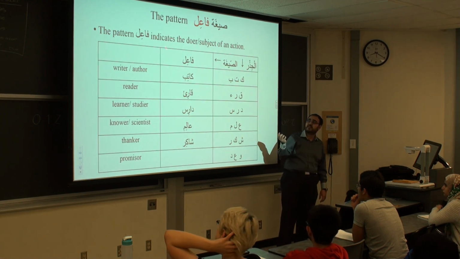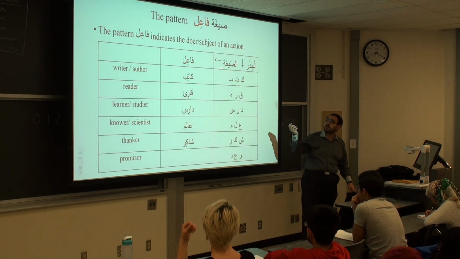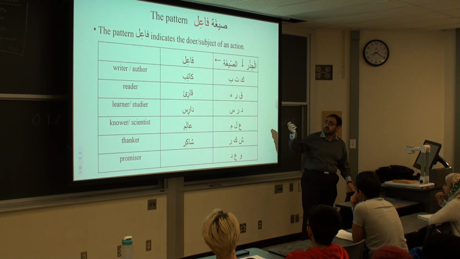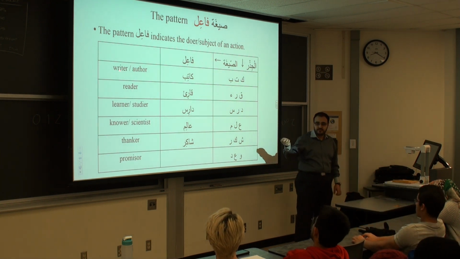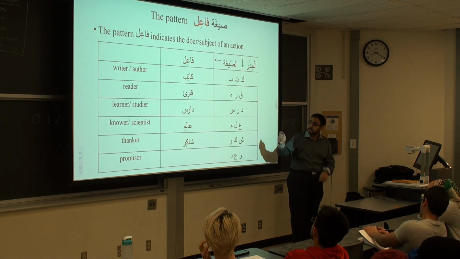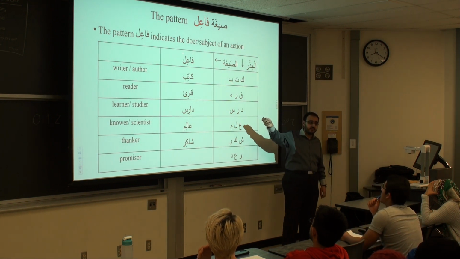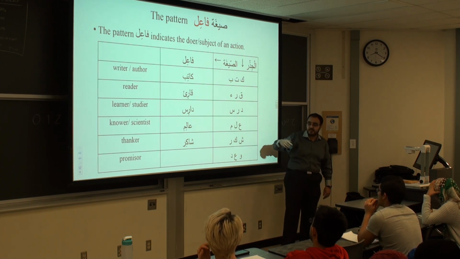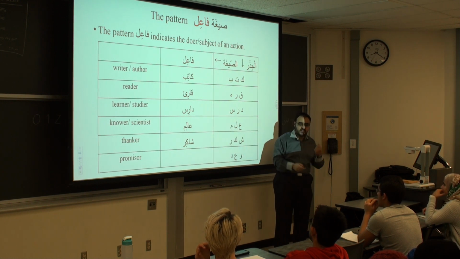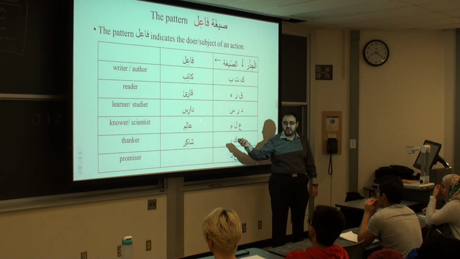Just remember, the pattern fa'il indicates the doer of the action, and the action here is writing. So by putting the action of writing into the pattern fa'il, it will indicate the doer of that action, i.e. the writer or author. That's how the root combines with the pattern to form the noun of the doer in this case. This is called ism al-fa'il, or the noun of the doer. So the pattern fa'il will always indicate the doer of the action.